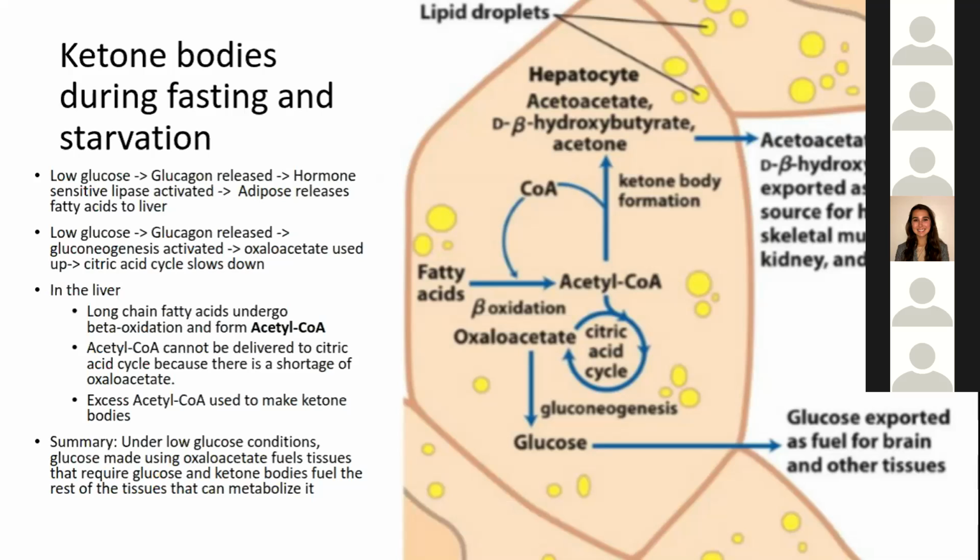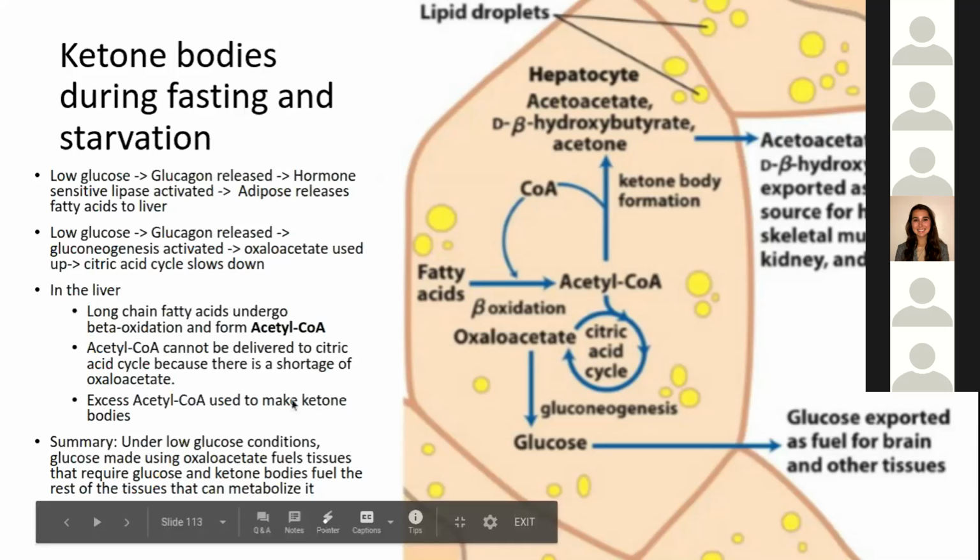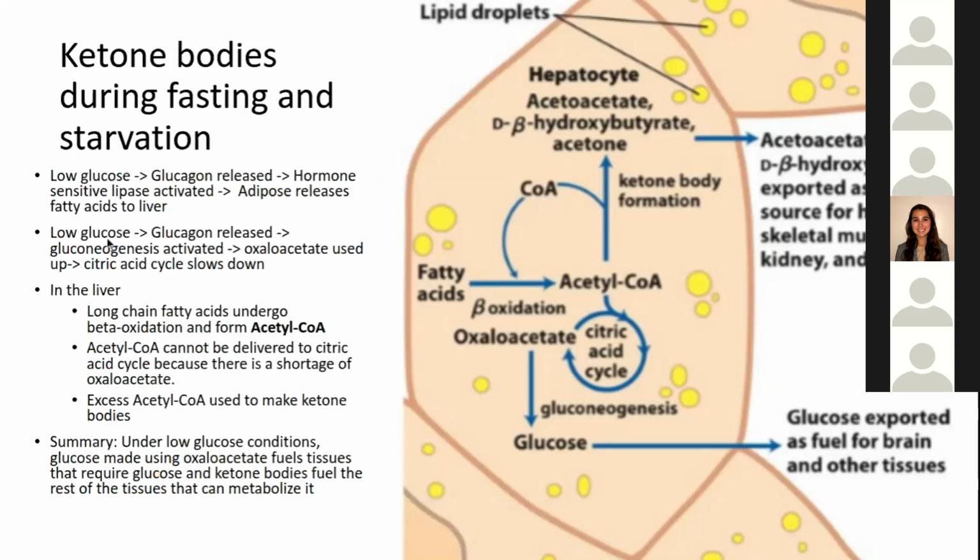Now, we can't really put our acetyl-CoA into the citric acid cycle because of the shortage of oxaloacetate, because we're using oxaloacetate to make glucose because we have low blood glucose levels. So what happens to all this acetyl-CoA that's in our system now? We use that to make those three ketone bodies that we just talked about.